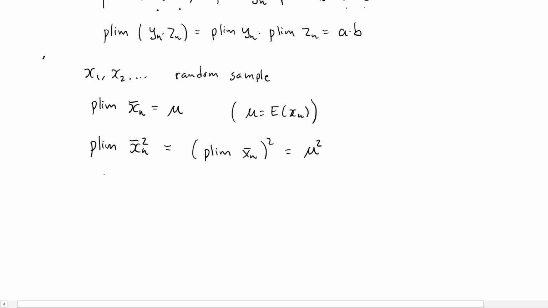Simple to calculate. If you want to calculate the expected value of the square of the sample mean, that would be a more difficult problem. It is certainly not the case that I can just move the expected value inside the parentheses. This is not equal to the expected value of the sample mean squared, which would be mu squared. But for the plim, it's simple. We move it inside no matter if the function is linear or non-linear.